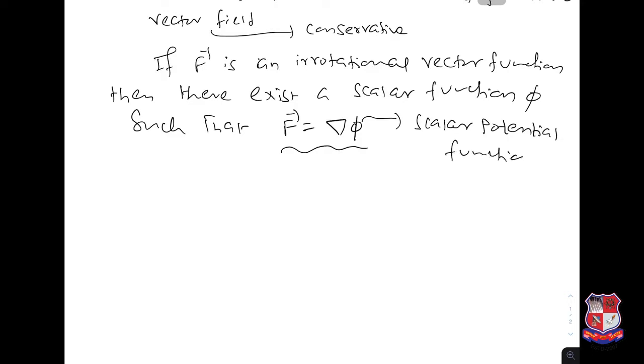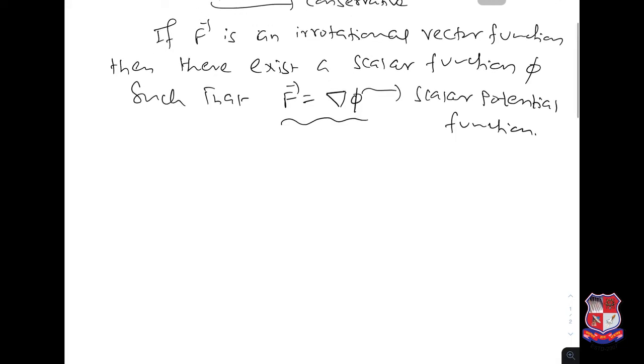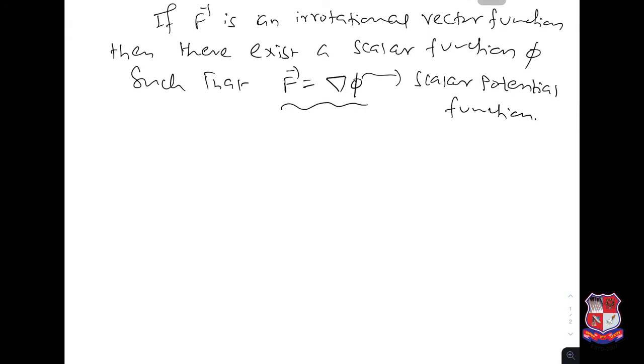So now here our aim is, if you are given an irrotational vector function, how to find out the scalar potential function. The example is very easy to attempt. Let us solve the example so that you can easily understand how to find out the scalar potential function.